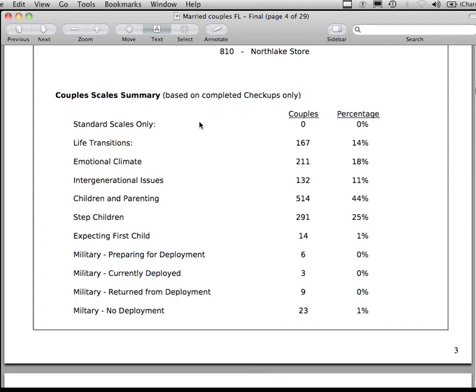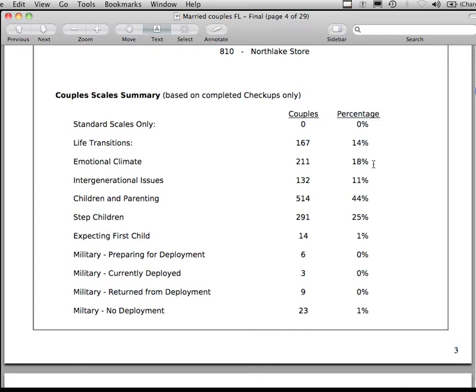Now this is going to tell me some of the scales that were delivered to couples. And let me say a little bit about this. Standard scales only. Well, everyone got some customizations here. So what's this life transitions? 167 couples, or 14% of the sample, had the life transitions scale. That means one or both of these spouses were over 55 years old. The checkup customizes some content for older couples, and so that tells me 14% of my sample were older couples.